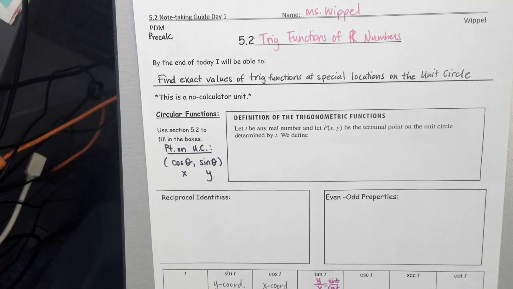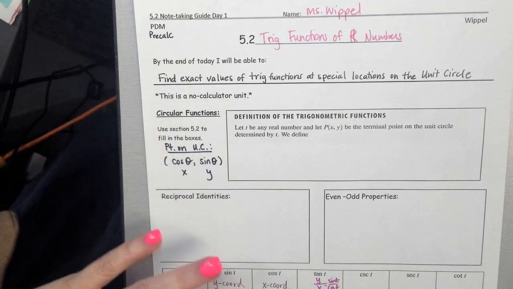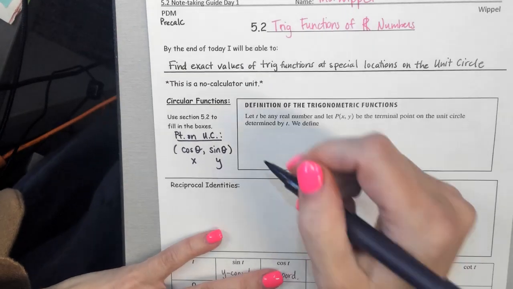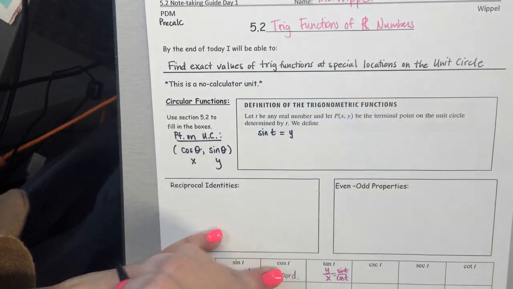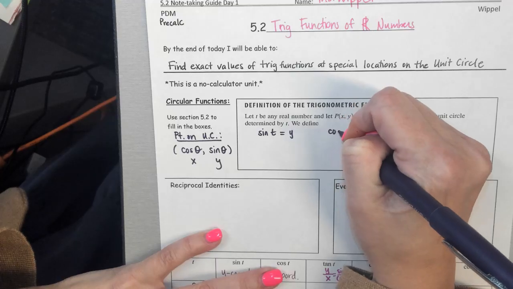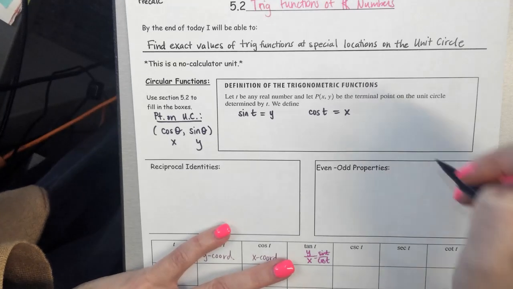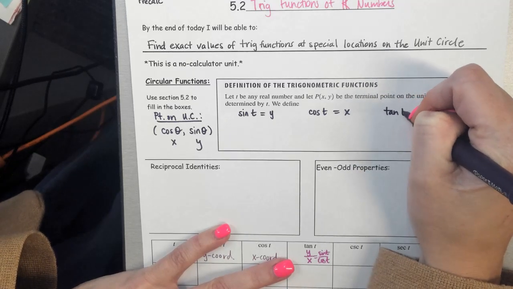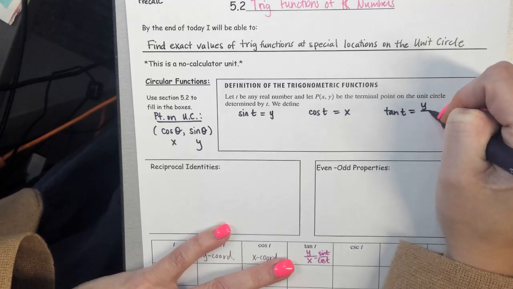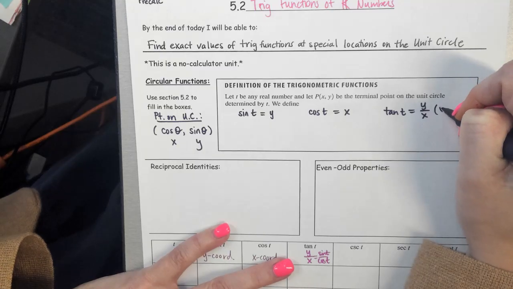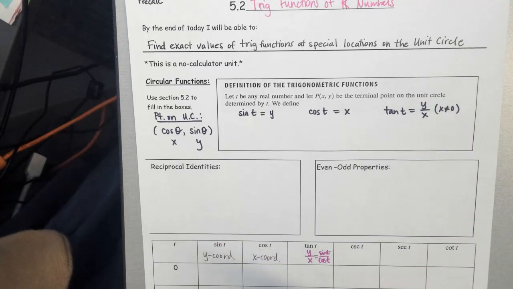So if we let t be any real number and let the point xy be a terminal point on the unit circle, we can define the sine of t as our y value, the cosine of t as our x value, and the tangent as y over x. Okay, and this is where x can't be 0.